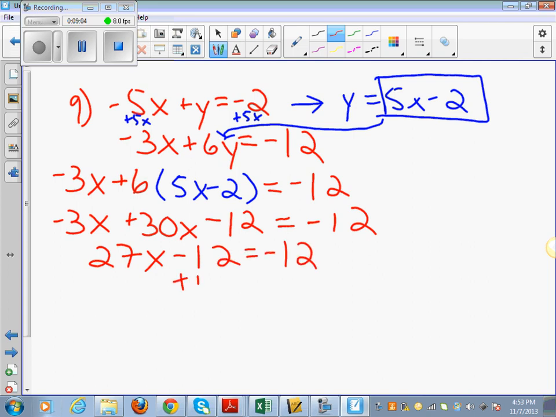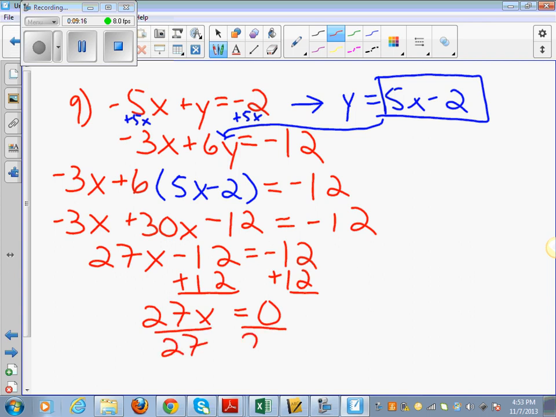I'm going to add 12 to both sides. So I have 27x equals 0. To get the x by itself, I divide by 27. And 0 divided by anything, even 27, is still just 0. So x is equal to 0. Now that doesn't mean that it's a no solution or all solutions or anything weird like that. It just means that in our ordered pair, the x value is 0.